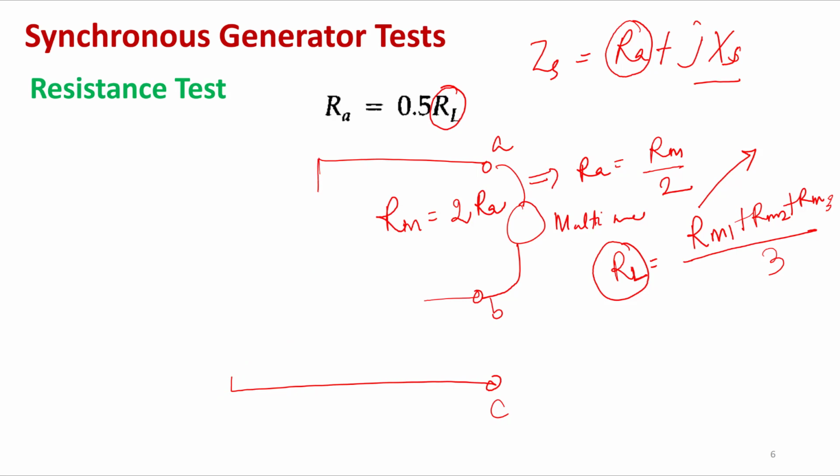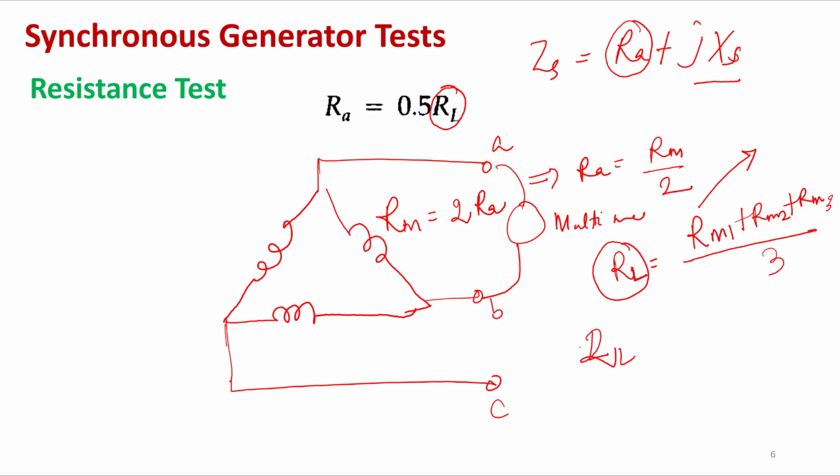Now if it is delta connected, then what will you do? Is your generator in the lab star connected or delta connected? You don't know, right? So if it is delta connected, you also have to do the same measurements 3 times. And whatever RL you get, RL is the measurement across a delta point, one side.